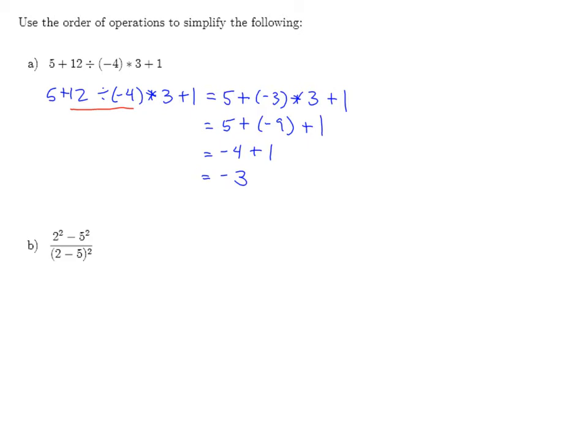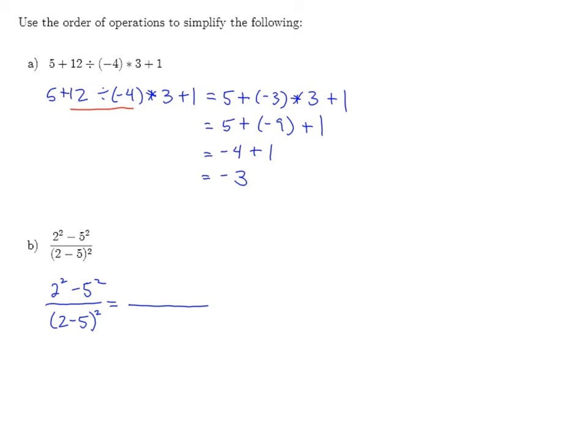In the second example, we have a horizontal fraction. And in the numerator, we have 2 squared minus 5 squared. And in the denominator, we have the quantity 2 minus 5, which has then been squared. So again, this horizontal fraction bar works on the same level as parentheses does. So taking that, 2 squared minus 5 squared is in our numerator, and the quantity 2 minus 5, that quantity squared, is in our denominator. So we'll work with that numerator and denominator independently.